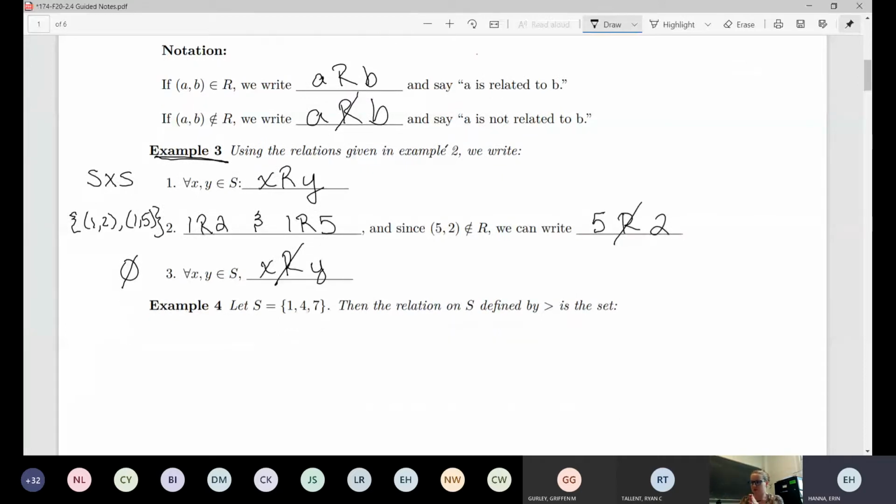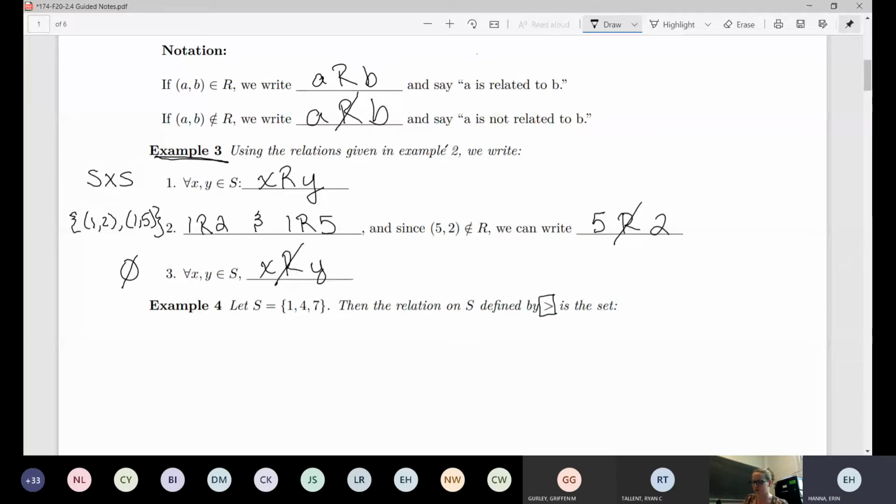So as I said before, sometimes we have an actual rule that we want to follow, and sometimes we just don't know what it is. We're just told that these things are related to each other. But say we have this set S is 1, 4, and 7, and we want to define this relation to be essentially defined by a greater than symbol. So essentially we want to look at these numbers and we want to say they're related if one of the numbers is larger than the other.